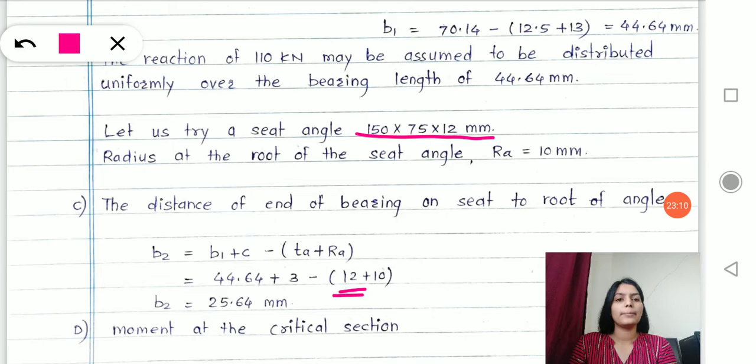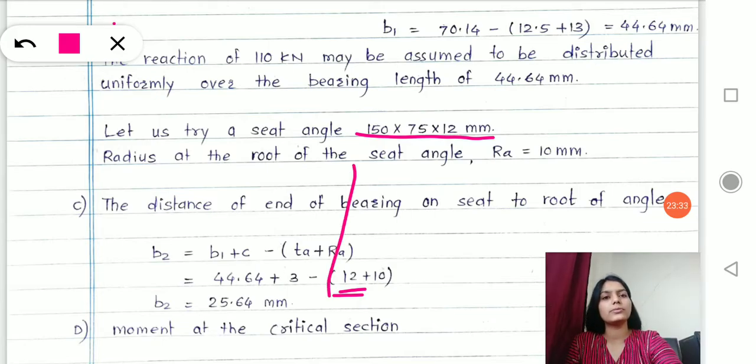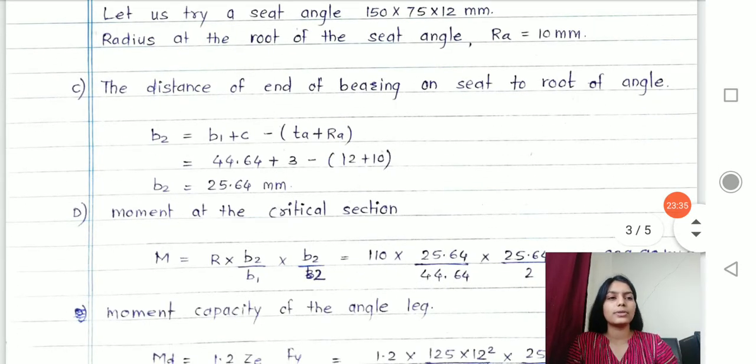Now, B2 is 25.64 mm. Just put the values into the formulas. How those formulas are derived and how they work on our figure, regarding our section or connection, I have shown earlier. If you don't understand, visit the figure and you will get an idea about it. You need to do some practice, solve a few more problems on this concept, and then you will understand it.